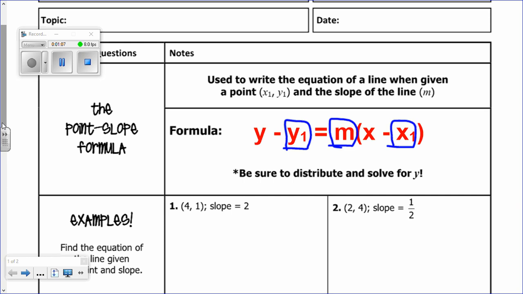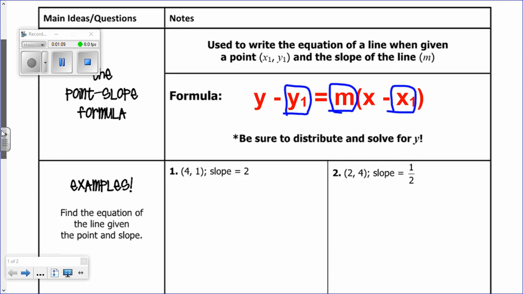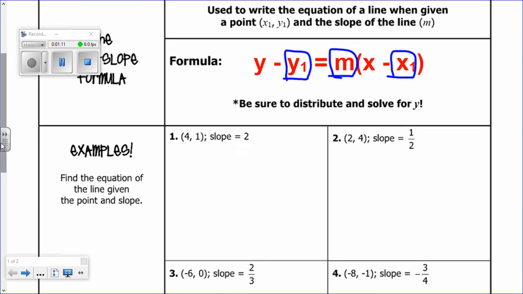Okay? So let's try. So on number 1, we've been given a slope, which is 2, and we've been given a point, which is 4, 1. So now we're just going to plug that information into the point slope formula. So I'm just going to write down the point slope formula. y minus y1 equals m times x minus x1, okay?